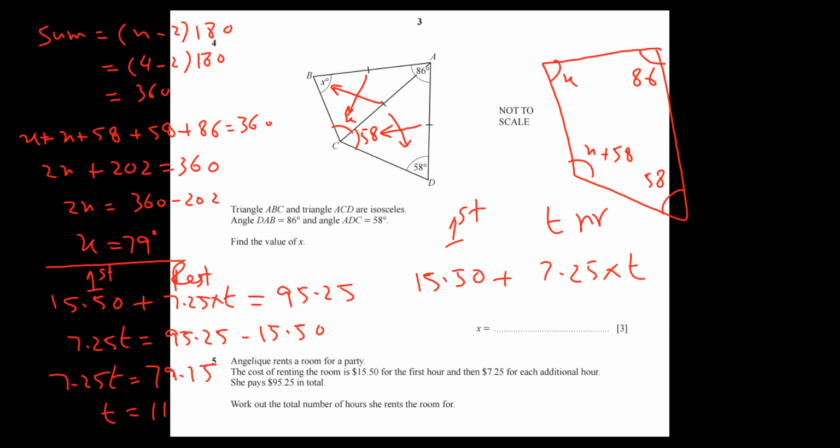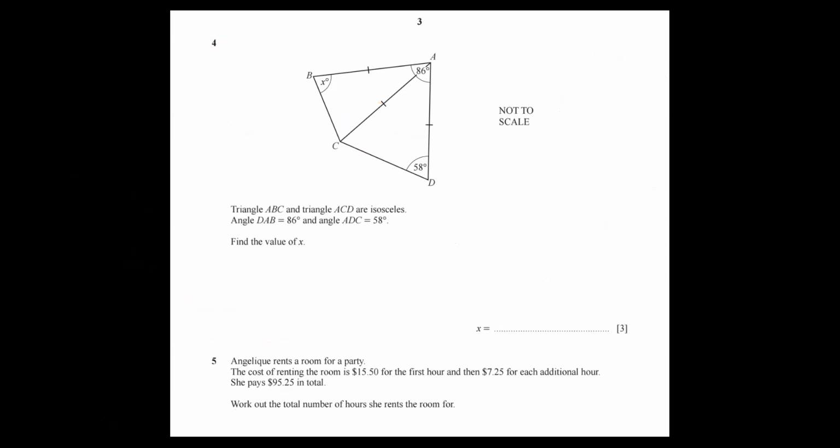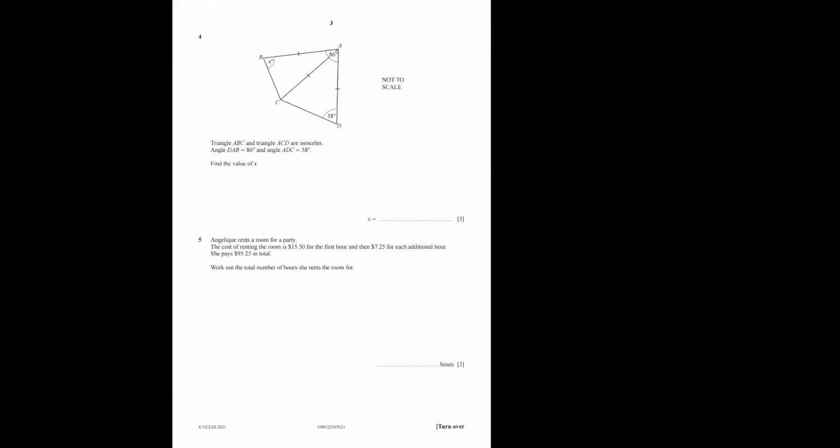So total number of hours are how many? So 11 hours total is 11 hours for the rent. So this idea is also clear. Alhamdulillah Rabbil Alameen. Let's go for the next page.